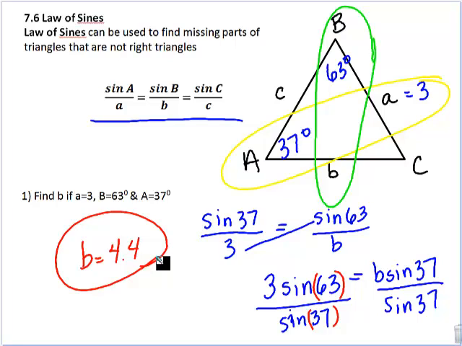Okay, so let's try again. If you start off, hit your 3. Everyone got your 3 in there? Now hit your sine button. 63. Close the parentheses. Divided by. Hit your sine. 37. Everyone able to get it?